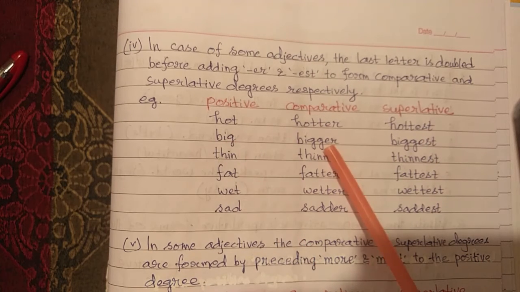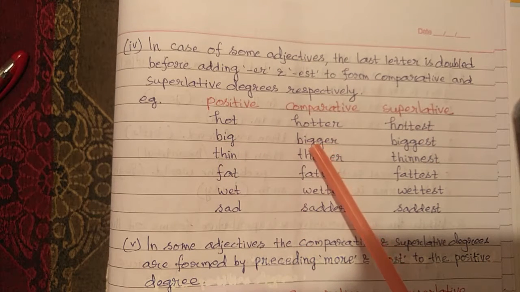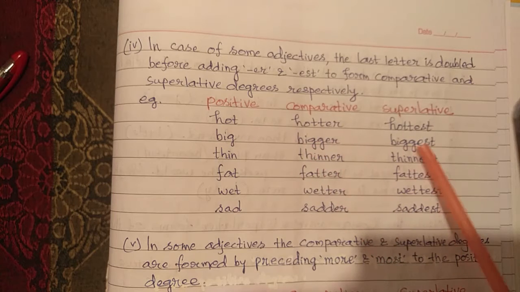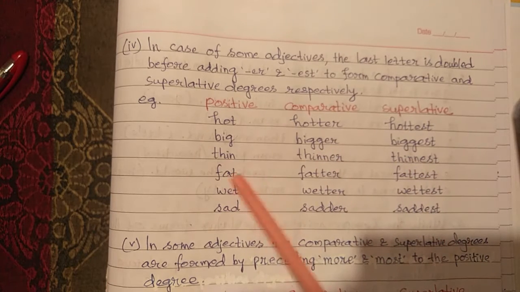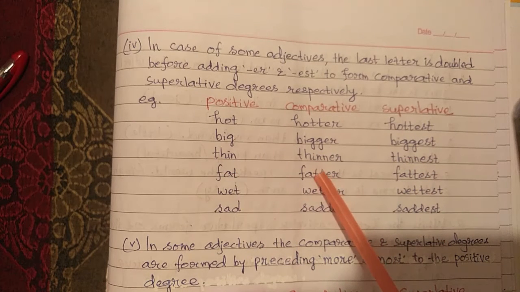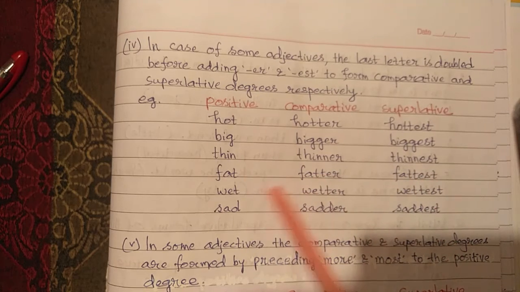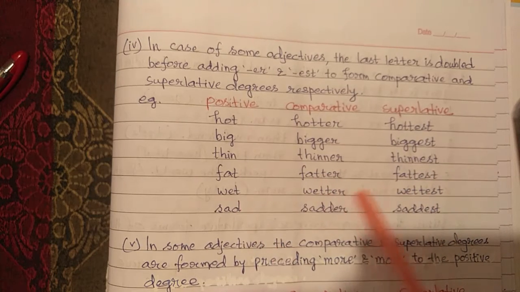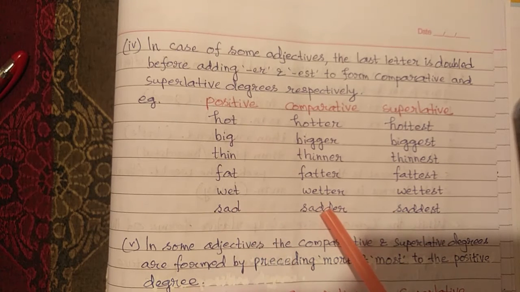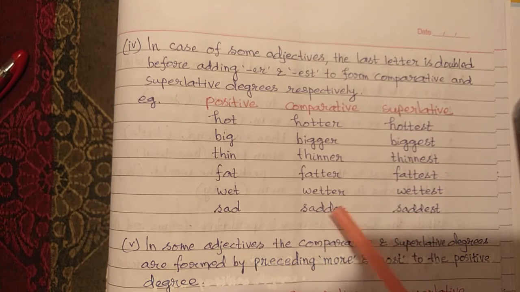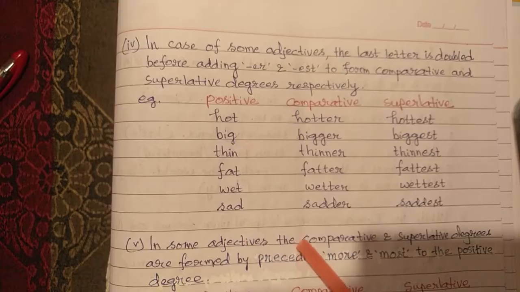In the same way you see big, bigger; here also G has been doubled, biggest. Thin, thinner, N has been doubled, thinnest. Fat, fatter, again T has been doubled, fattest. Wet, wetter, wettest. Sad, sadder, saddest. You see this D in sad has been doubled before adding ER and EST to form comparative and superlative degree.